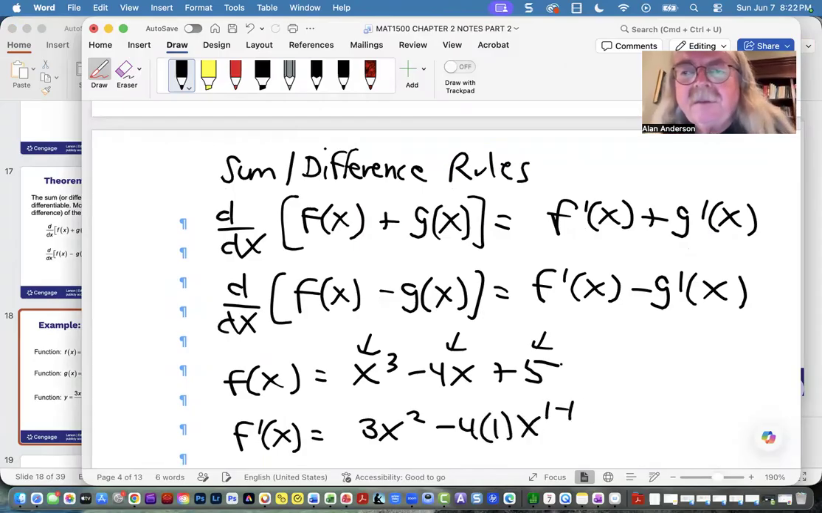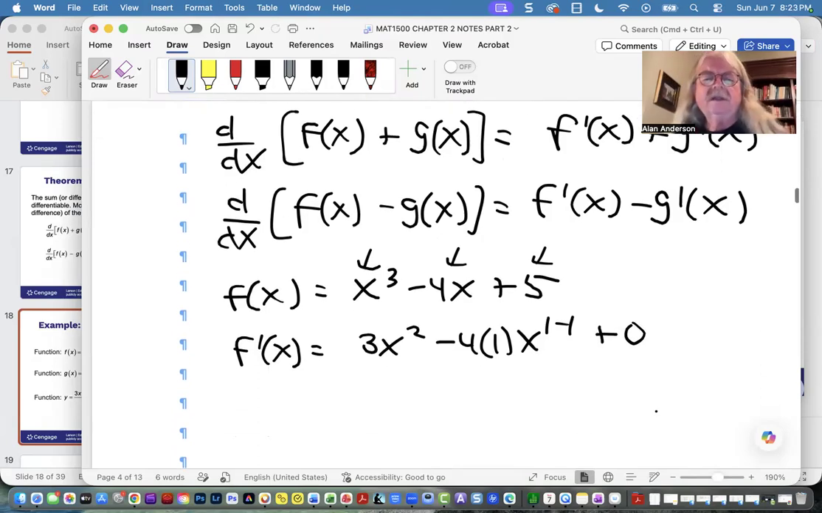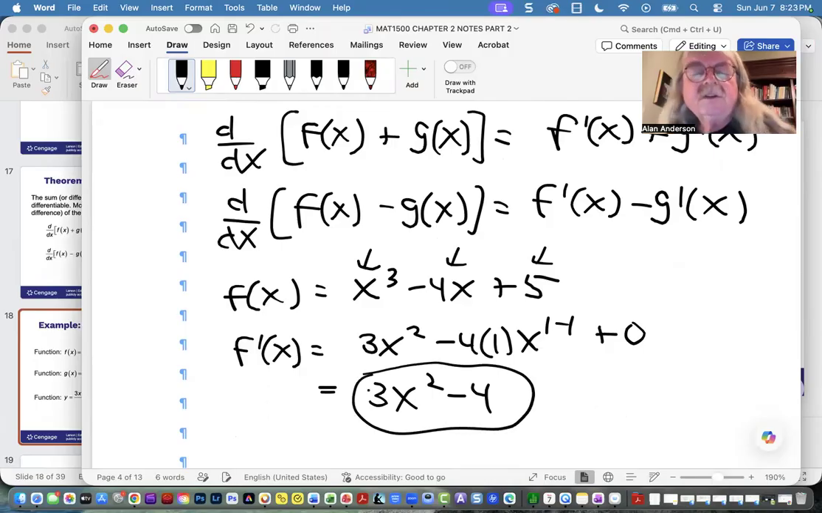Now, keep in mind too, from the beginning, the constant rule, the derivative of 5 is 0. It's already here. And so we end up with 3x squared minus 4. So you used a lot of rules here. You use the addition rule, you use the subtraction rule, you use the power rule, and you use the constant rule, all in that one simple example.